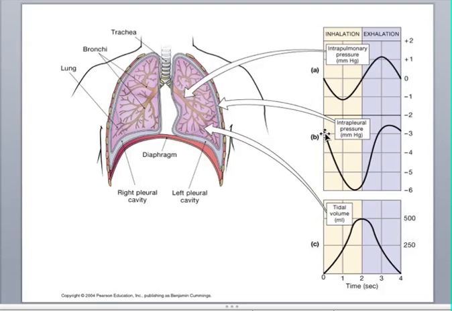There's also a big change in the intrapleural pressure during inhalation, and that's very important, that negative pressure, in order to pull the lung open. I'll talk about that a little bit more in lecture. But as you inhale, the tidal volume is the volume that you breathe in and then you breathe out. So here's the volume. It increases with inhalation, and the volume in your lungs will decrease with exhalation.